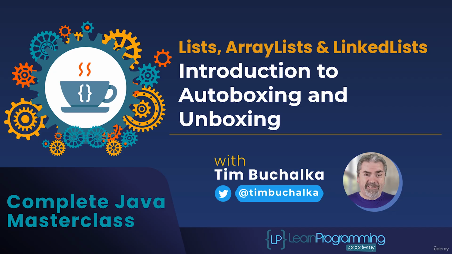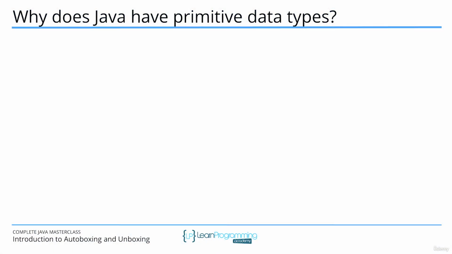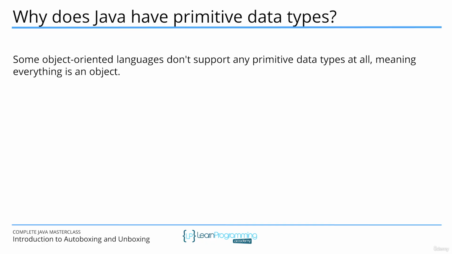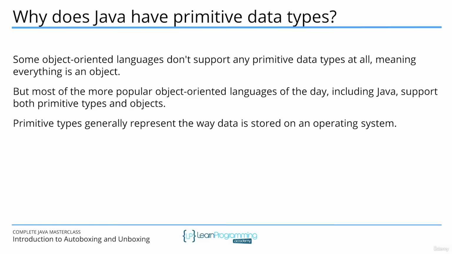I've talked a lot about Java's support for lists and arrays. In this section, I want to revisit primitive data types and their wrapper classes. You'll see why shortly. Some object-oriented languages don't support any primitive data types at all, meaning everything is an object. But most of the more popular object-oriented languages of the day, including Java, support both primitive types and objects. Primitive types generally represent the way data is stored on an operating system.